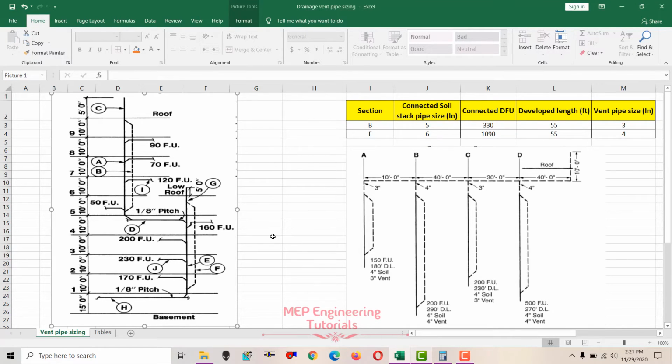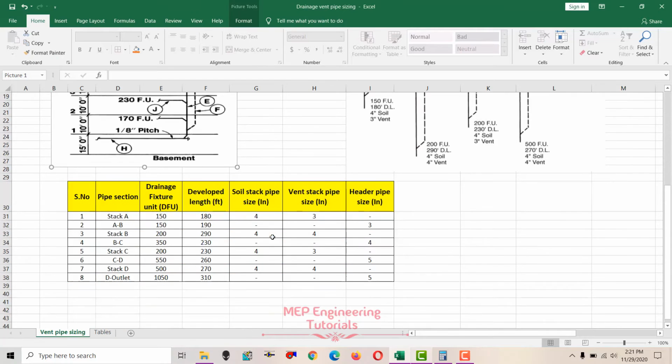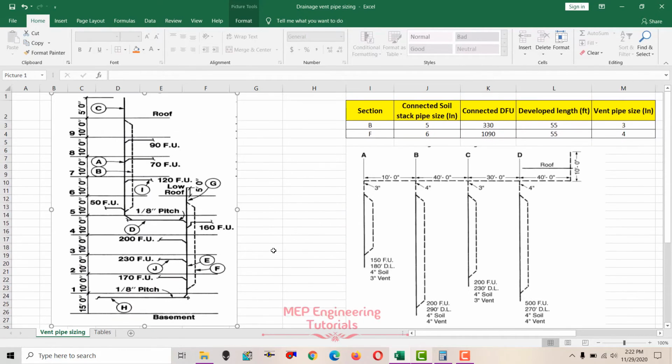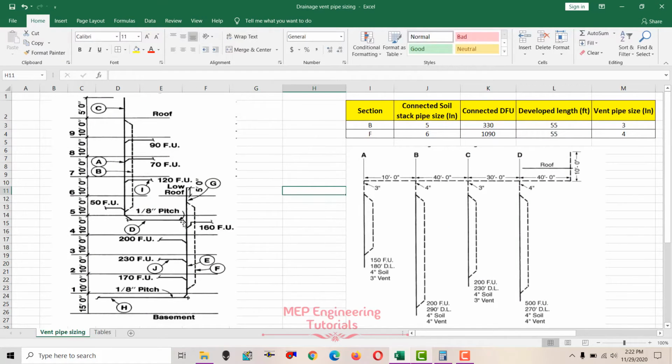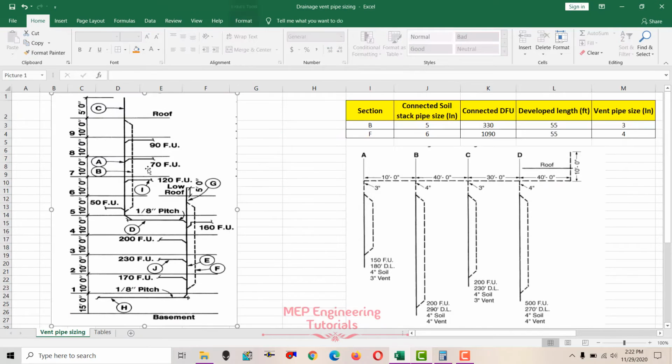Hello guys, this is Said Mohammad Waqas. The topic which I'm going to discuss today is related to drainage vent pipe sizing. So here I have an Excel sheet, as you can see, and these are the tables which I'm going to use for drainage vent pipe sizing. I'm going to discuss two examples here. This is the first example and this is the second example.